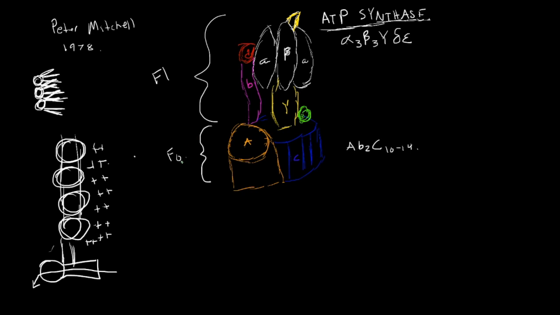So I'm just going to call F0 F naught. In the F naught domain, the A is the channel where the protons can move. There's 2 B's that reach up and hold on to the F1 domain, and then there's 10 to 14 C domains that are arranged in a ring, and they can all move around. So right here we are going to draw what actually happens to the ATP. I'll do it in blue.